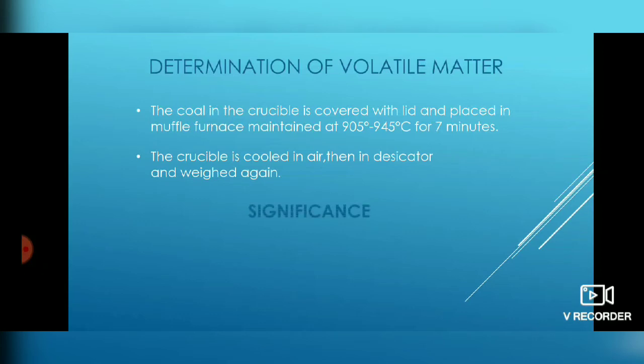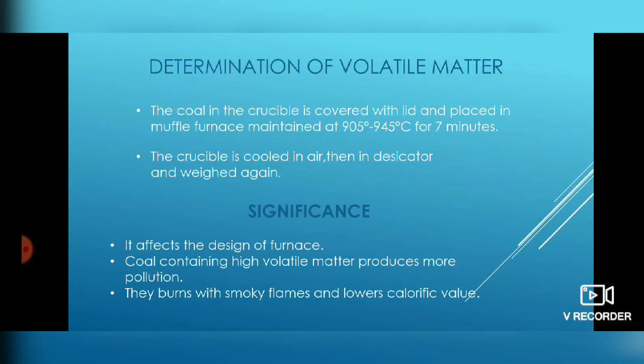Now, the significance of determination of volatile matter in coal. It affects the design of the furnace. Coal containing high volatile matter produces more pollution. It causes pollution due to which the environment gets polluted. They burn with smoky flames and lower the calorific value, which means if a coal has a high volatile matter, then its calorific value will be low.